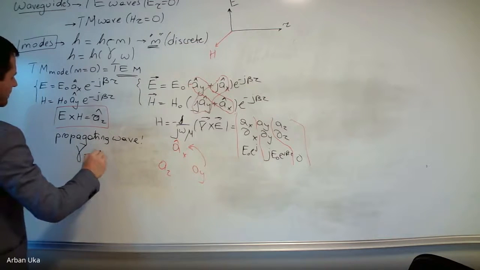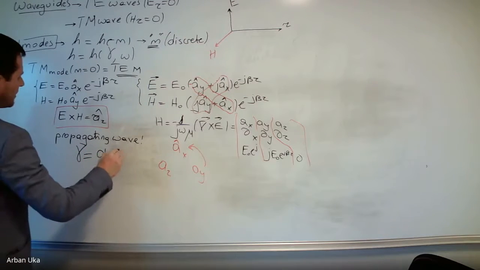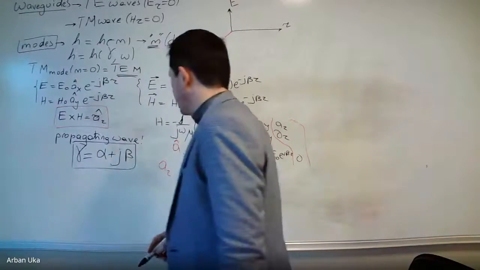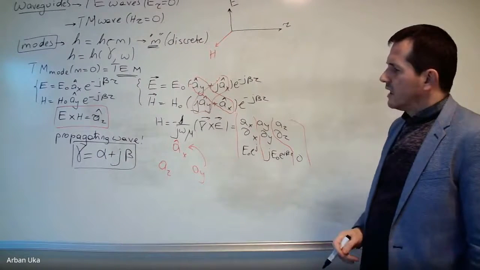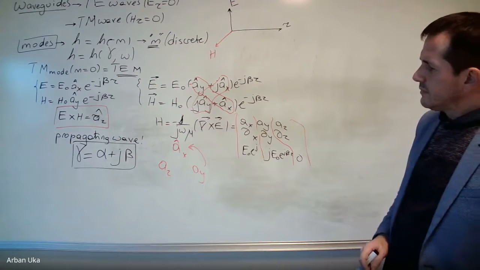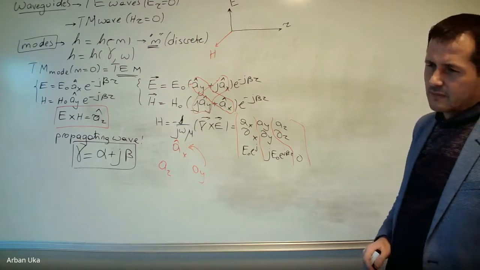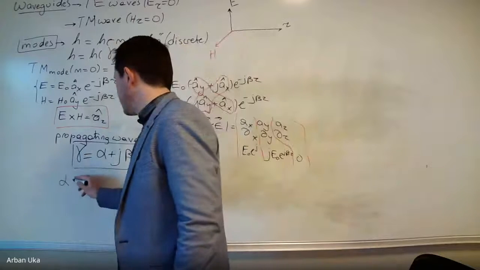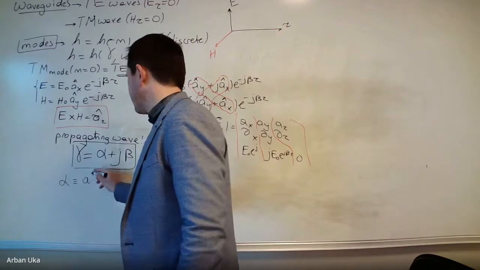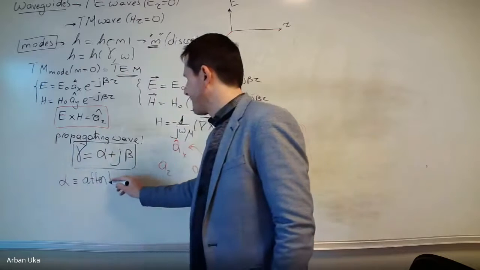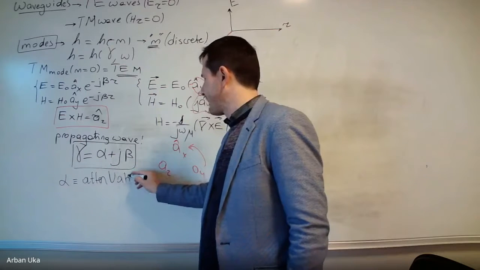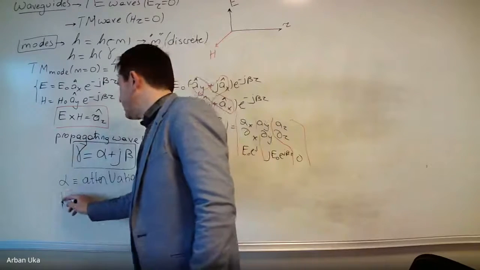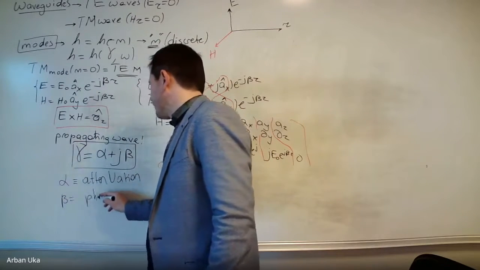Let's look at the propagation coefficient, which is gamma is alpha plus j beta. So, what does the alpha correspond to? What is alpha? So alpha is the attenuation constant, okay? And beta is the phase constant.